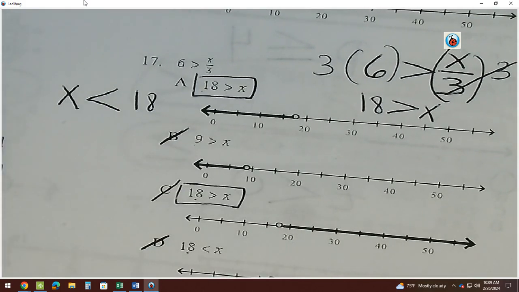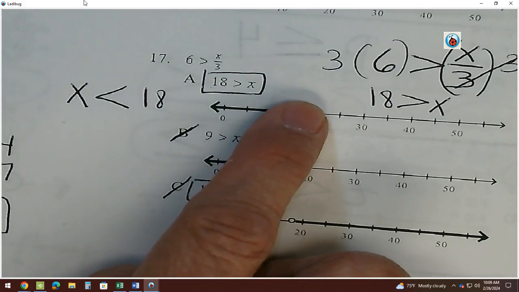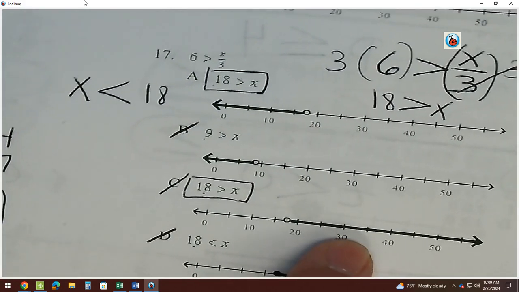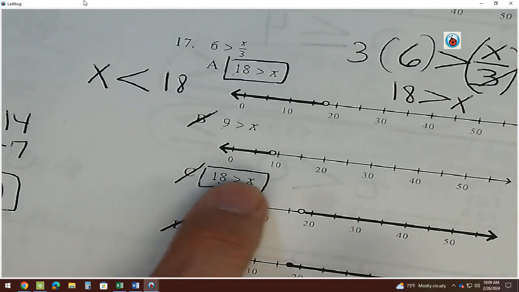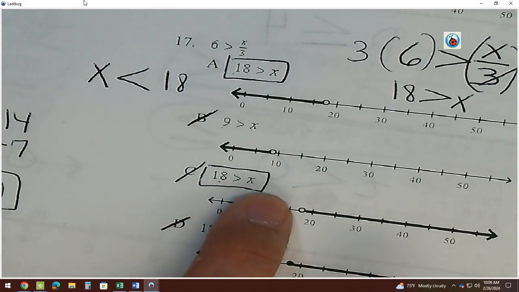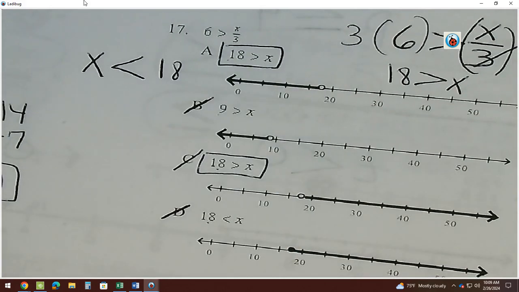The best thing to do really is to test them. Go test what you have as an answer. Because if you chose letter C thinking, oh, it's shading this way, once you test it and you put 30 there as an x, 18 is not greater than 30. So this is wrong already. Do you understand? You need to go test.